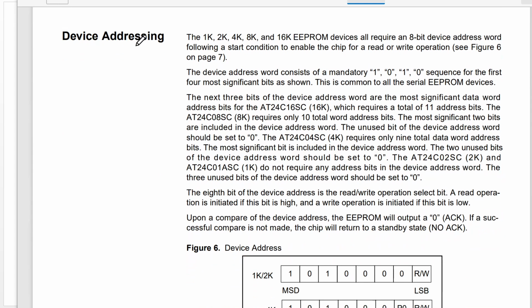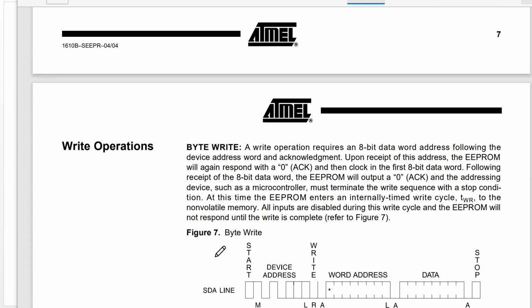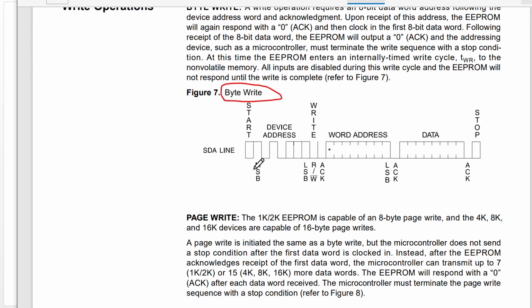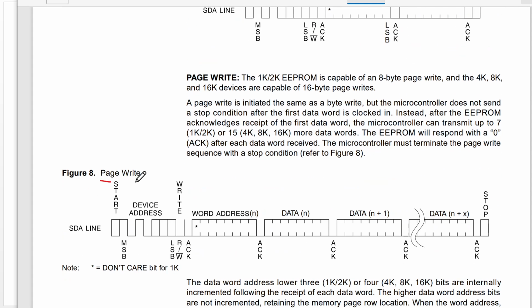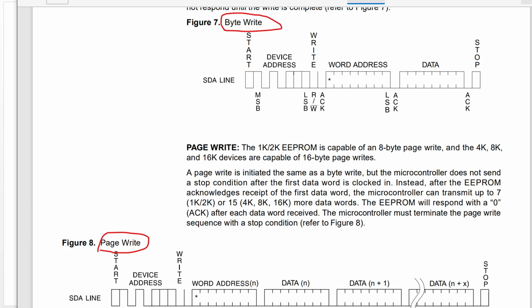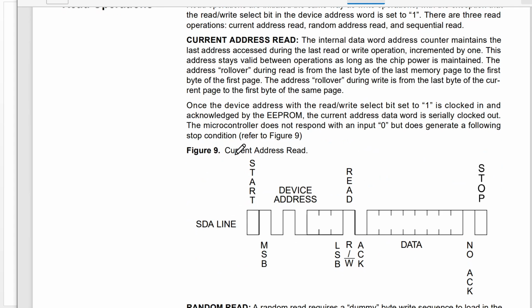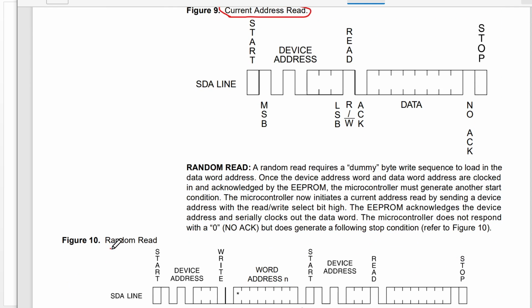This is the device address. This is very important. This is the protocol for byte writing. It tells us how to write 1 byte into the EEPROM. This is the write data protocol. This is the page write, and this is the 1 byte write. And this is for read: this is the current address read, and this is the random read.